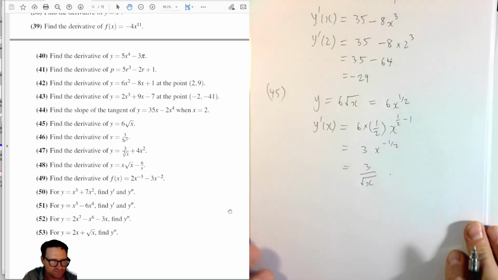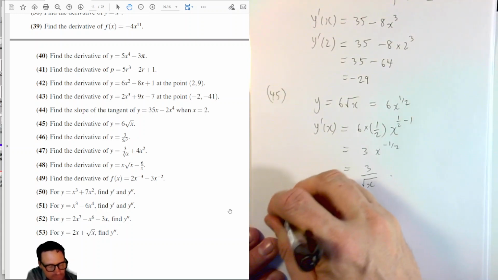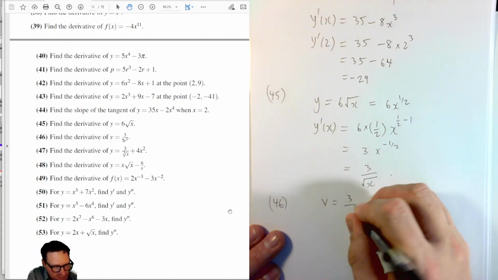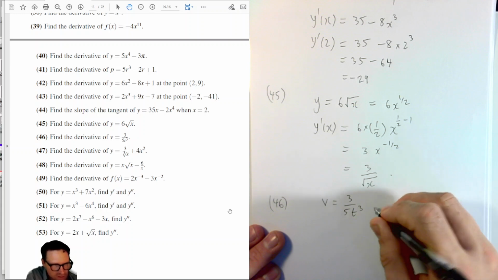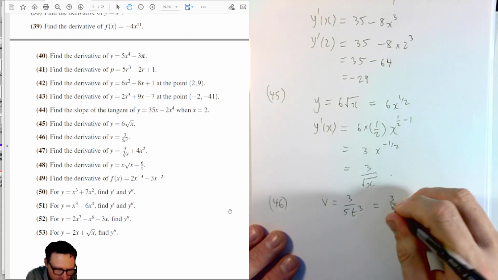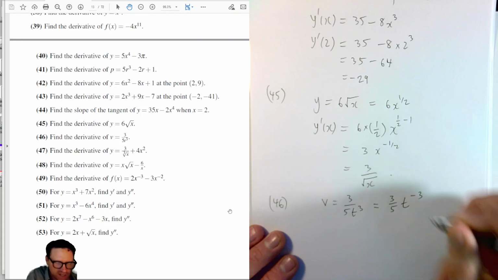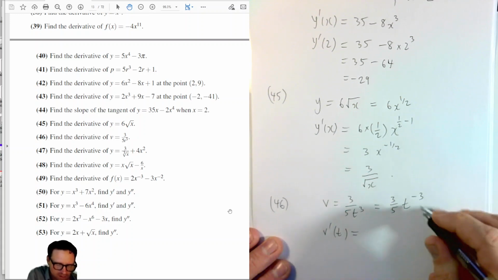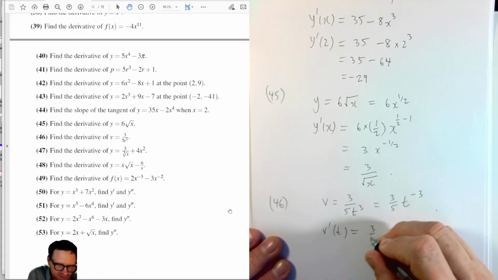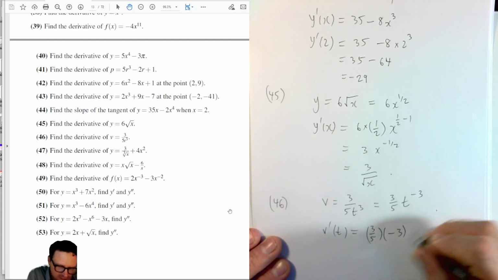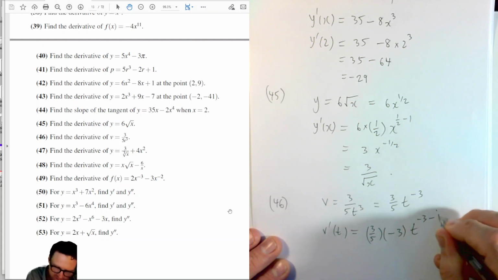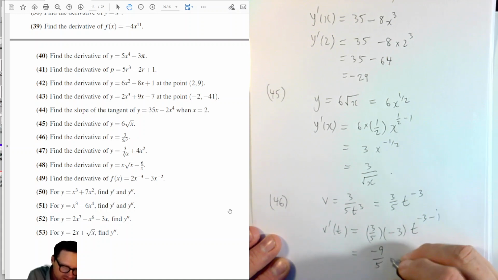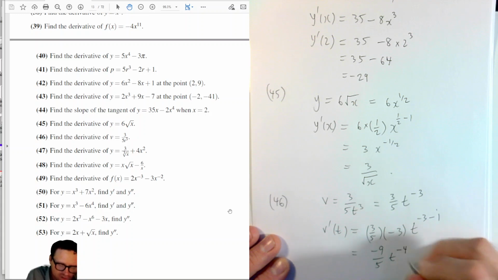Okay, question 46. Find the first derivative of v equals 3 over 5t cubed, which you want to write as 3/5 t to the power of minus 3. And now to differentiate this, you bring down the minus 3, so 3/5 times minus 3 times t to the power of minus 3 minus 1. So we've got minus 9 over 5 t to the power of minus 4.